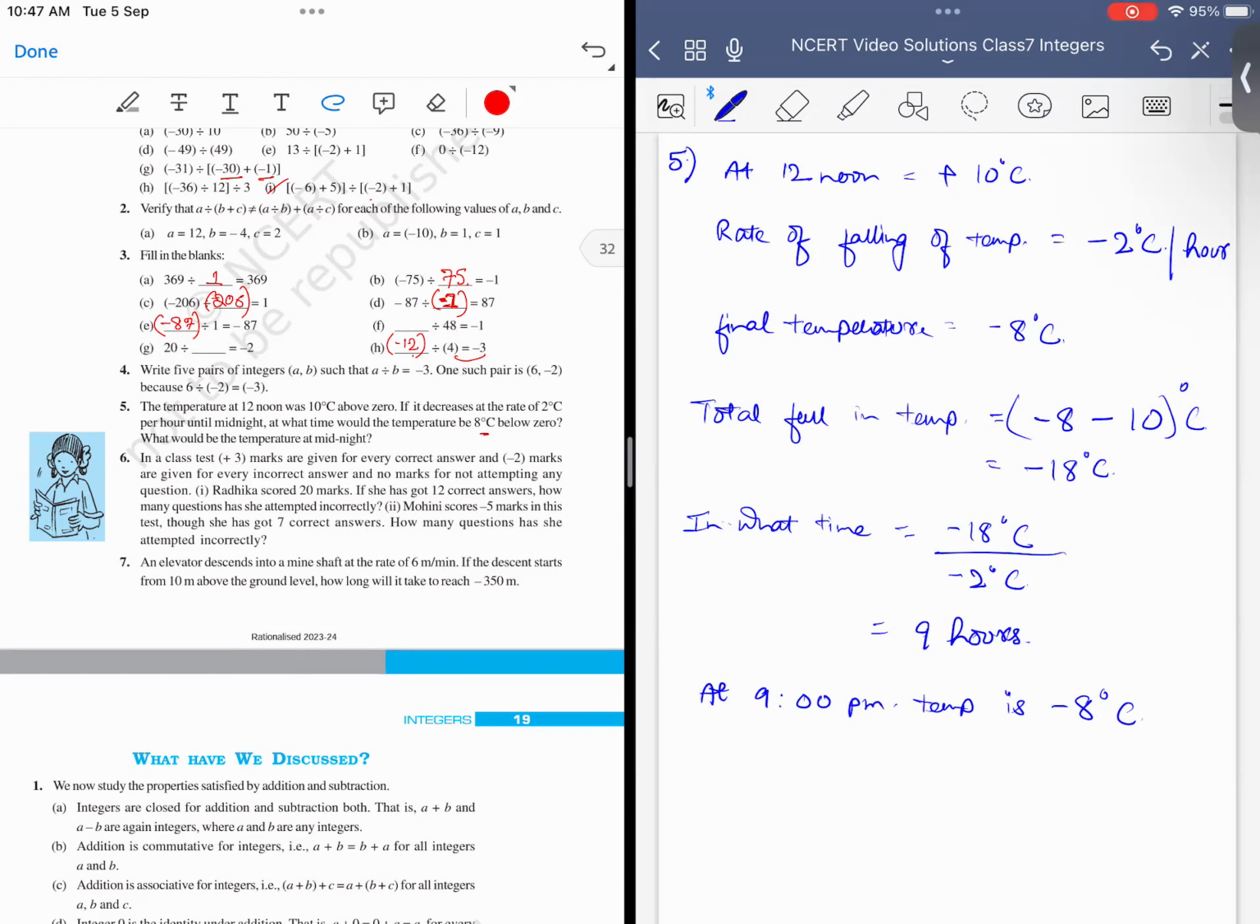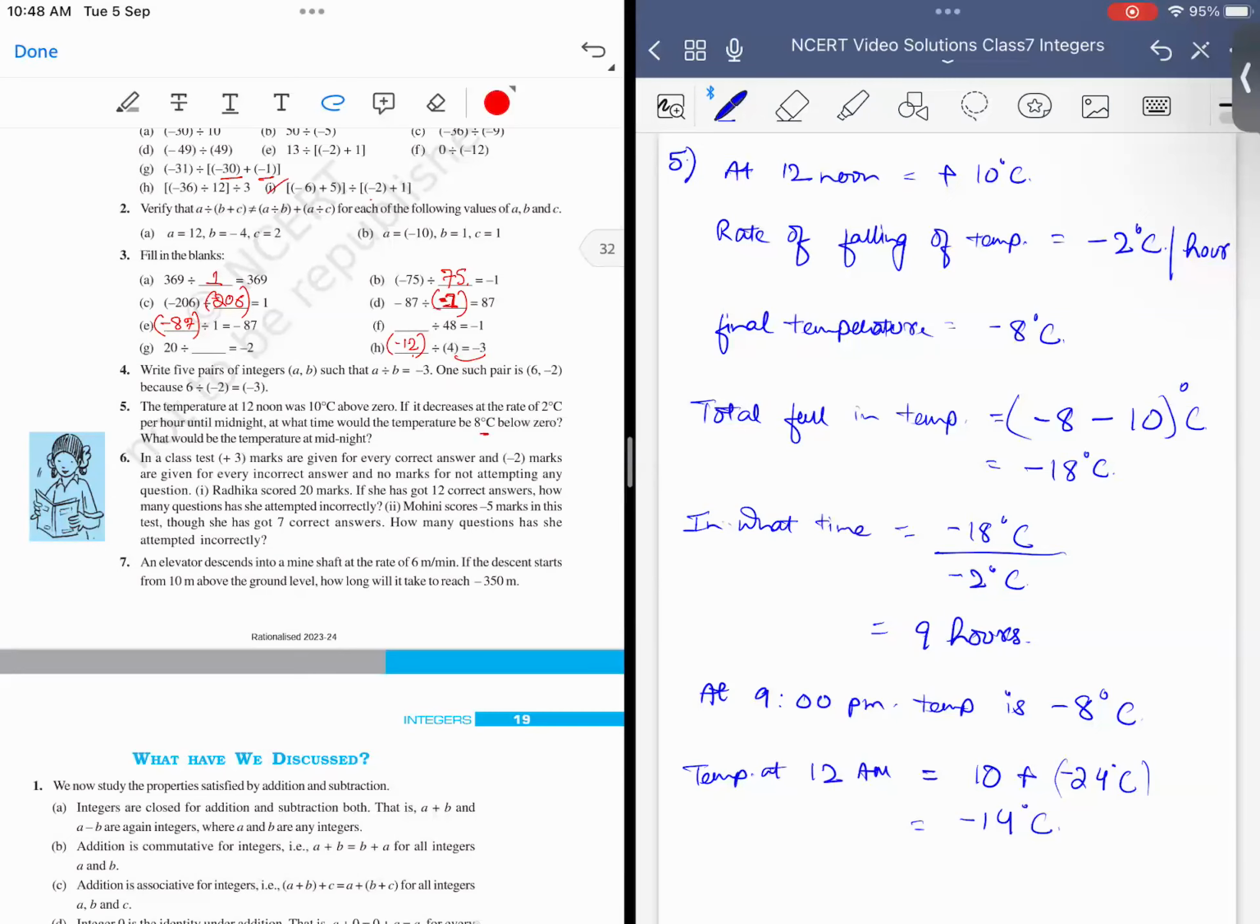And also one more, the next part of the question is saying, what would be the temperature at midnight? So midnight means 12 a.m. From 12 noon to 12 a.m., it's 12 hours, and every hour it is falling by minus 2. So the total fall will be minus 24. So the temperature at 12 a.m. will be 10 plus minus 24, that is minus 14 degrees Celsius.